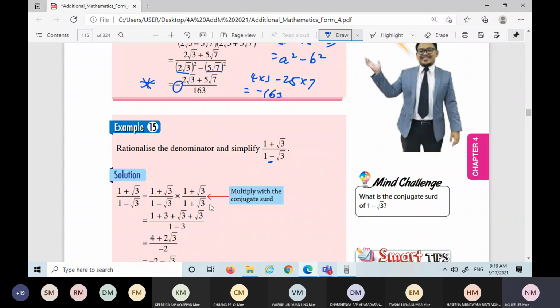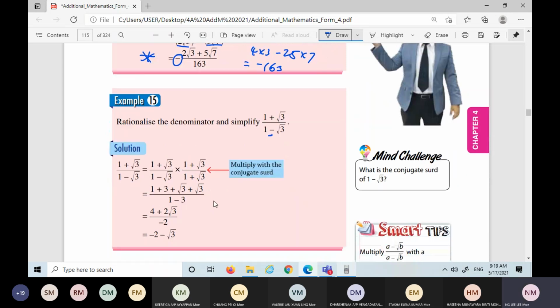Whatever you do to the denominator, you have to do the same thing to the numerator. So you multiply by 1 plus square root 3. Numerator also, you do the same thing, 1 plus square root 3. Then we proceed. We will see what will happen.